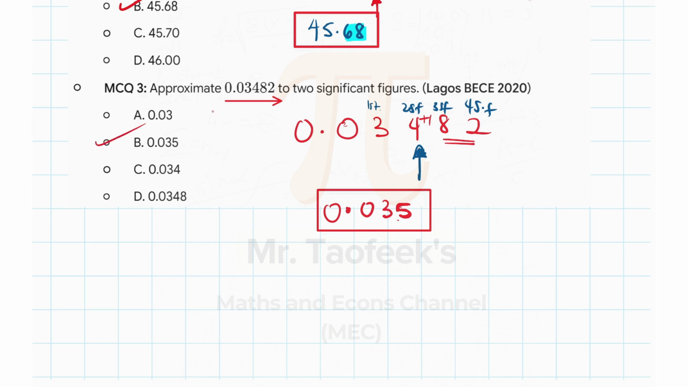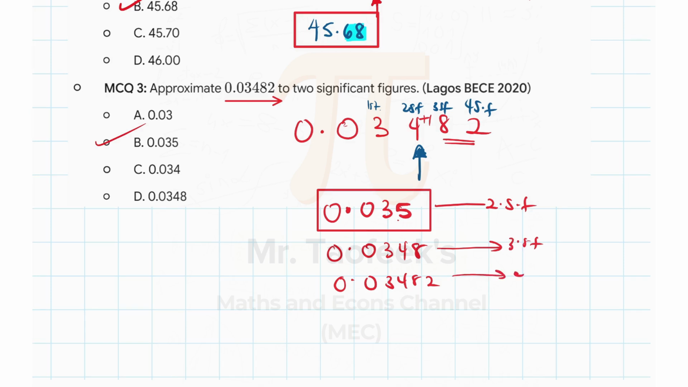So you need to be very careful. So that question now, this is two significant figures. Assuming we wanted to get three significant figures, it would have been 0.0348, right? And then if we wanted to get four significant figures, it would have been 0.03482. Are we together? So this is 3, this is 4 significant figures. If we wanted to get one significant figure, it would have just been 0.03.